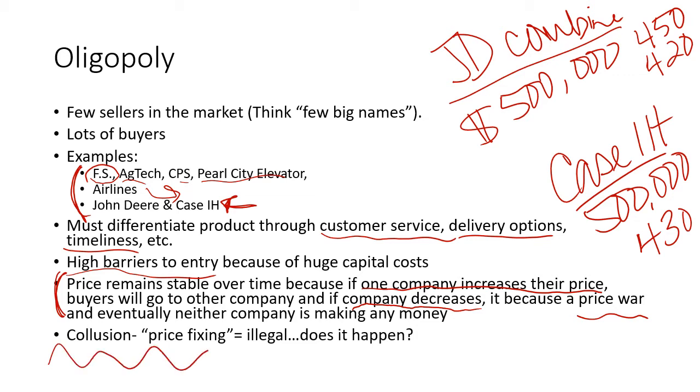If by chance these 2 companies call each other up, and Case IH calls up John Deere and says, hey, what are you going to charge for your 2018 combine that you're putting out this year? And they say, we're going to charge $500,000, and why don't you do the same so that we can maximize our profits? This is illegal for them to talk about their pricing. It's called price fixing.